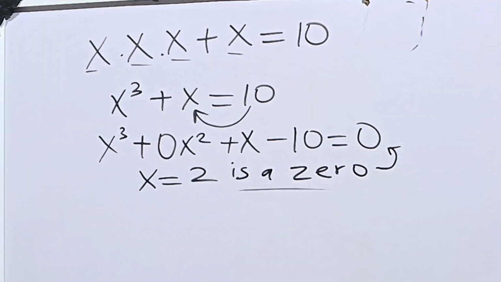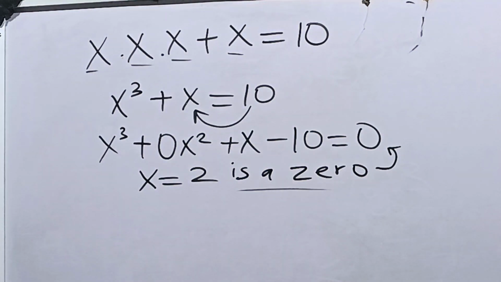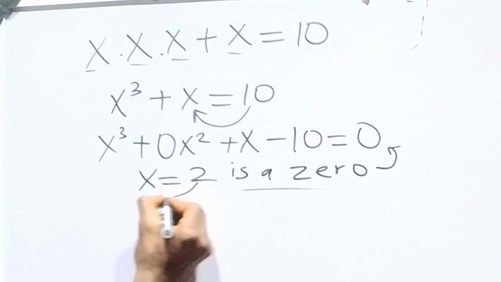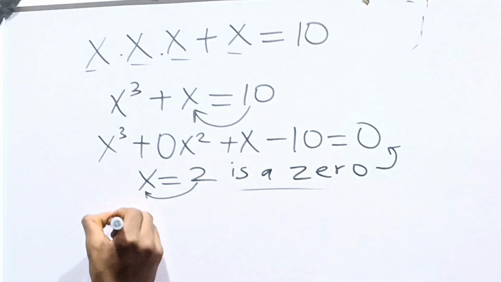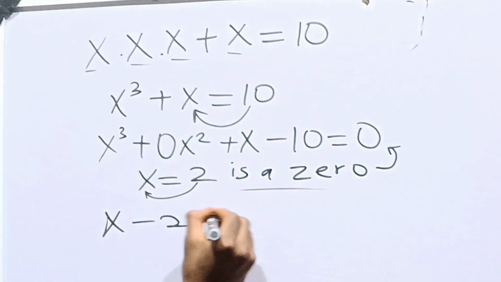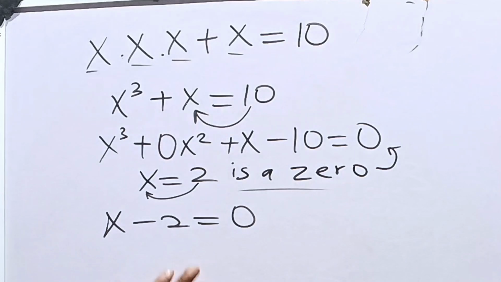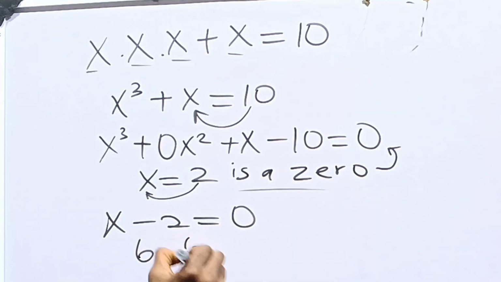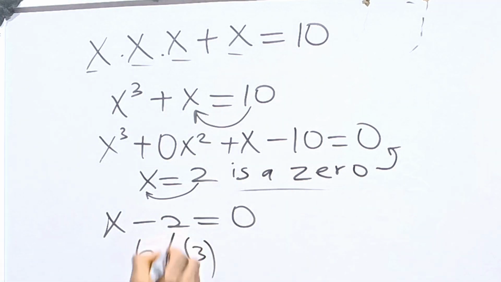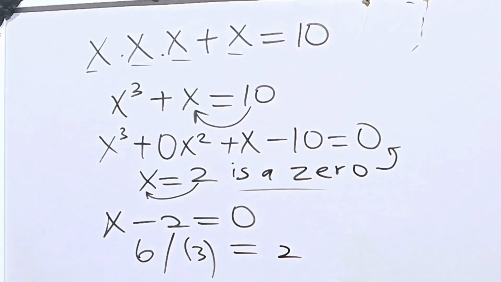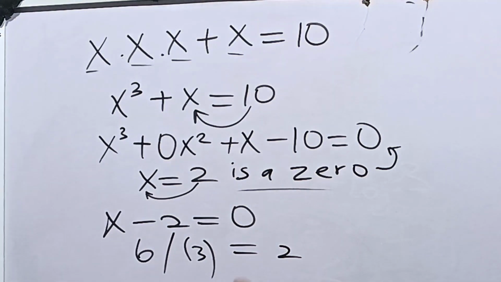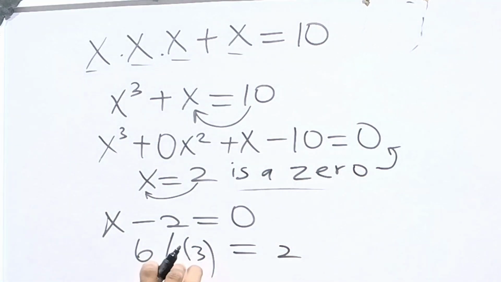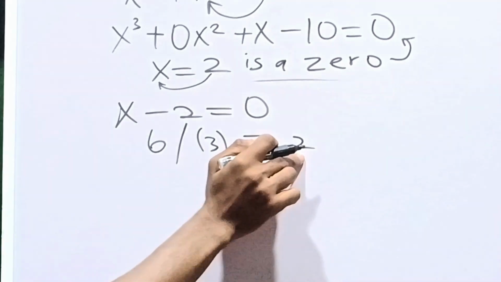Alright? Now, moving on from here, when we push 2 to this other side, so when we make this x minus 2 equals 0, this 0 now becomes a factor. What do we know about factors? If we have a factor of 6 to be 3, for example, okay, so if we divide 6 by 3, we will get another factor, okay? So this 2 is also a factor of 6.